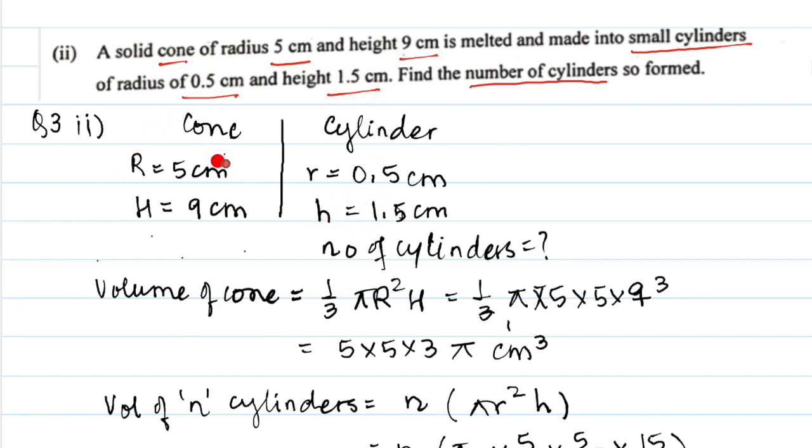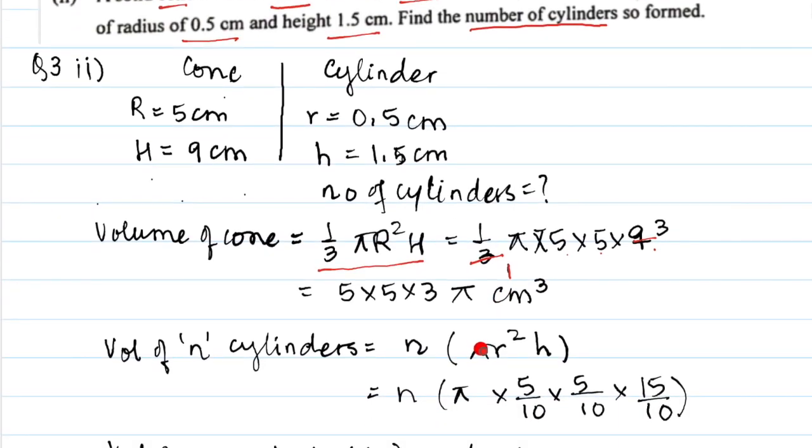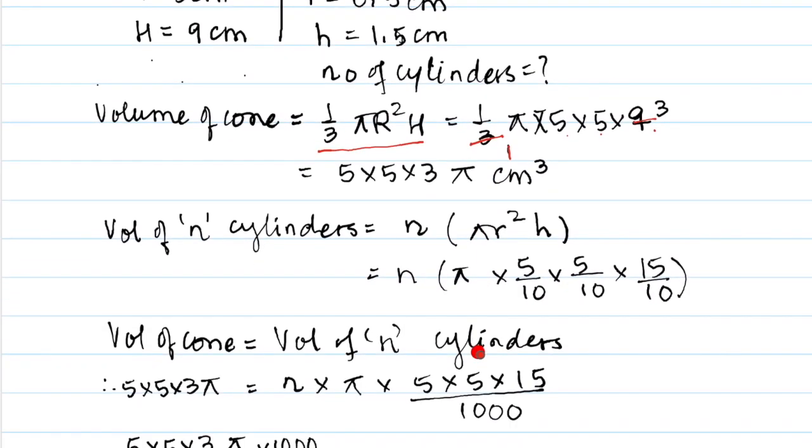The volume of cone and the volume of n number of small cylinders will be the same because the material is the same. So volume of cone, we write the formula 1/3 pi r square h. So that will be 1/3 pi into 5 into 5 into 9. Now we cancel 3 1s and 3 3s. So we will have 5 into 5 into 3 pi centimeter cubes. No need to substitute the value of pi because then the calculations become easier.